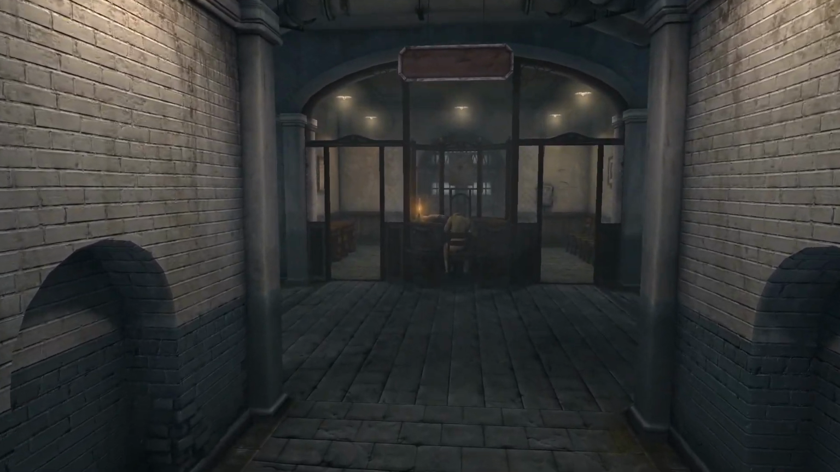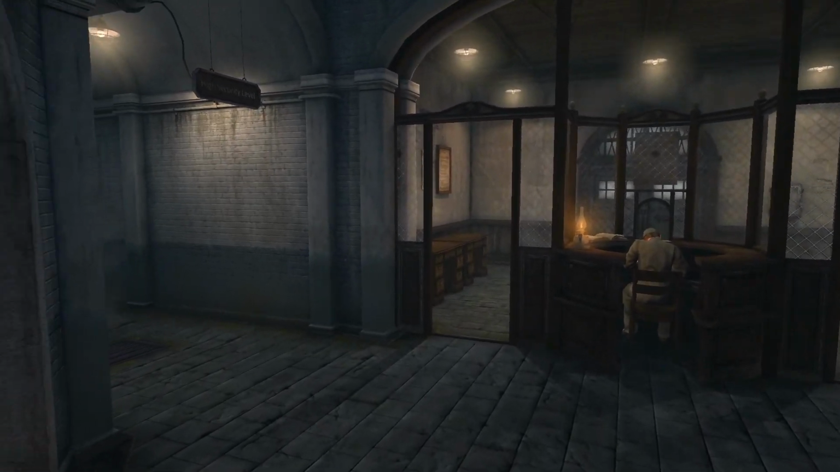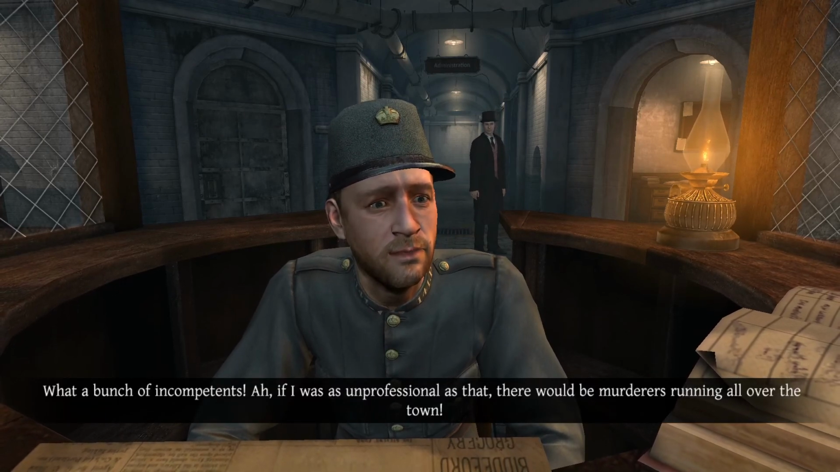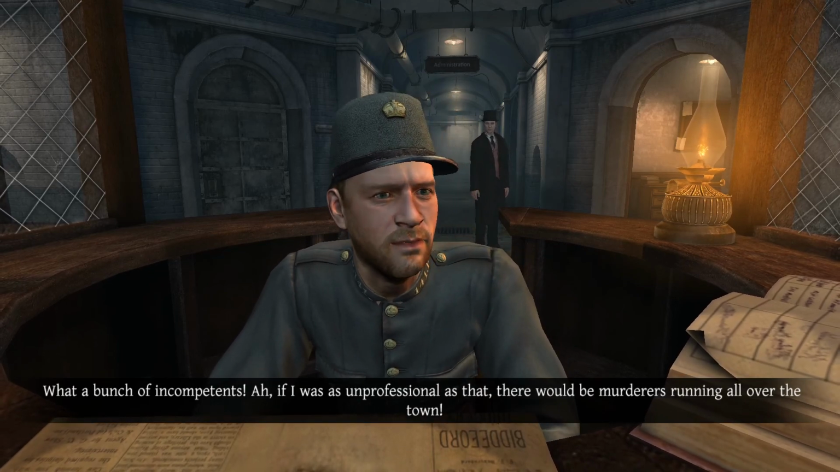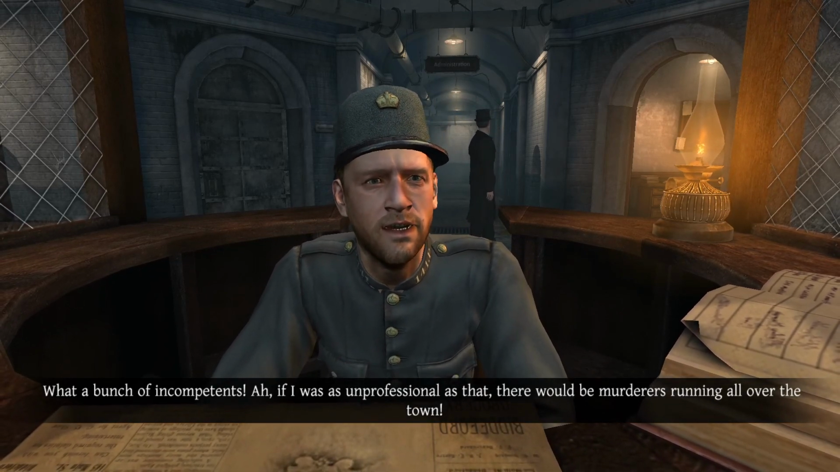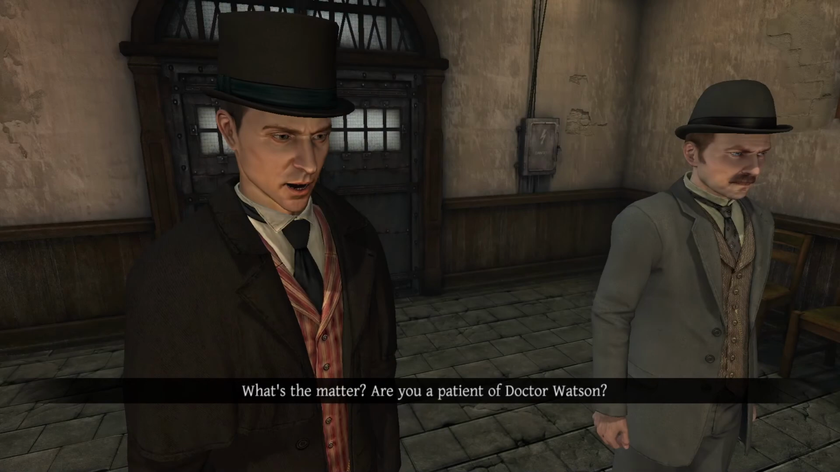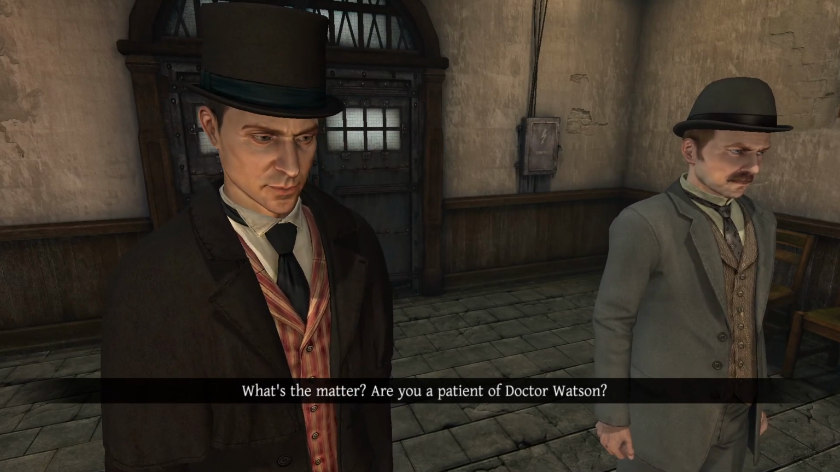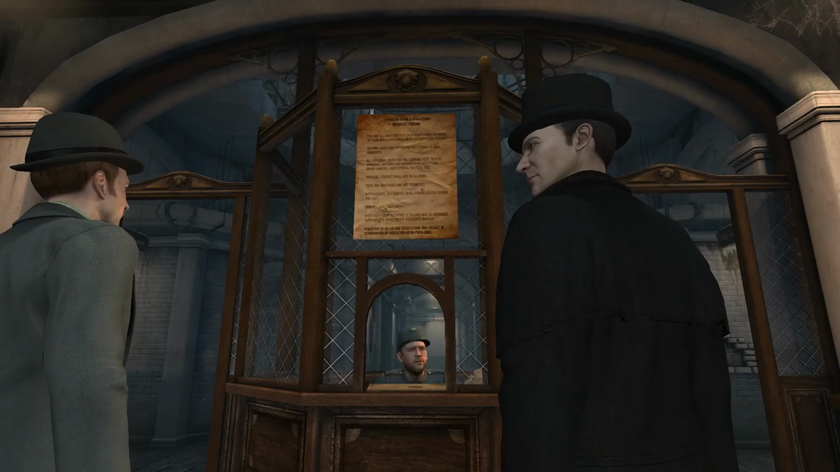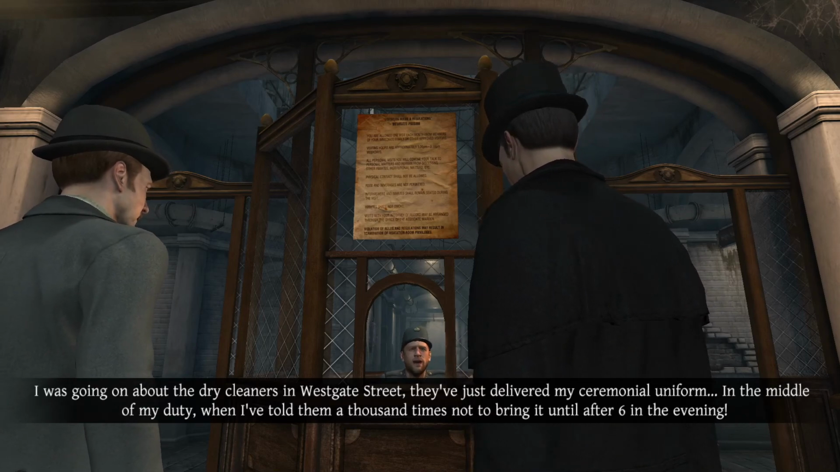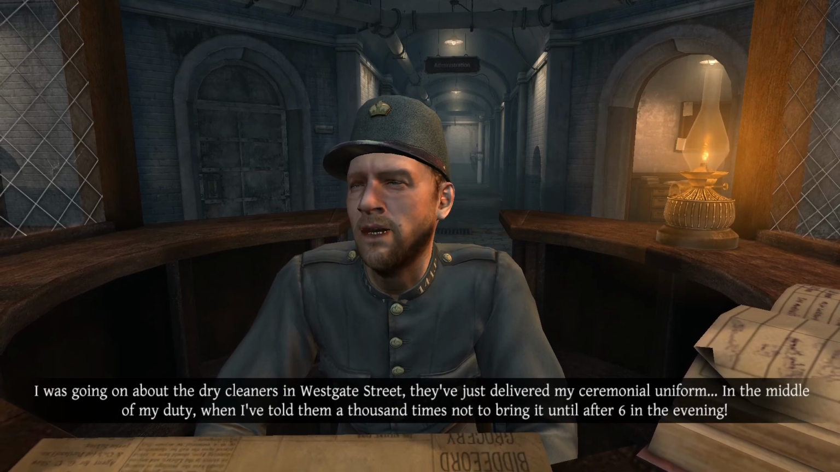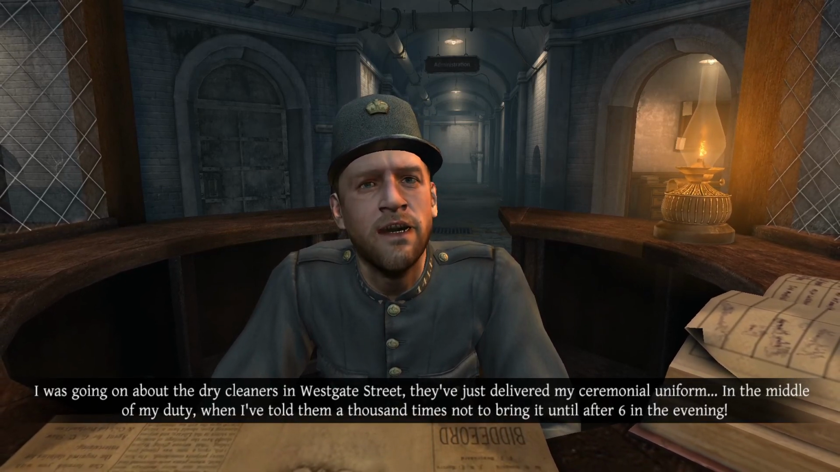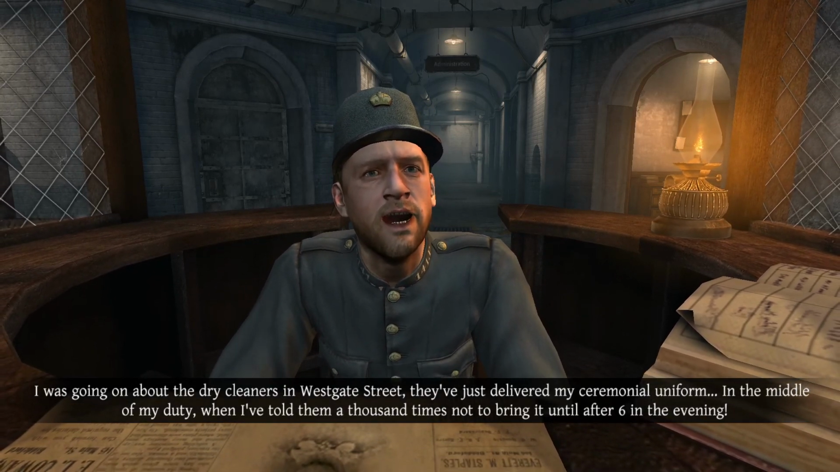Again, I'm still thinking that giving the pennies is a terrible idea. What a bunch of incompetents. Oh, if I was as unprofessional as that, there would be murderers running all over the town. What's the matter? Are you a patient of Dr. Watson? Very amusing. I was going on about the dry cleaners in Westgate Street. They've just delivered my ceremonial uniform in the middle of my duty, when I've told them a thousand times not to bring it until after six in the evening.